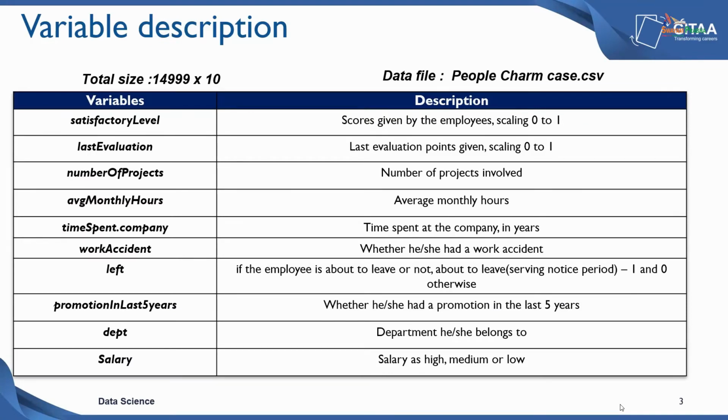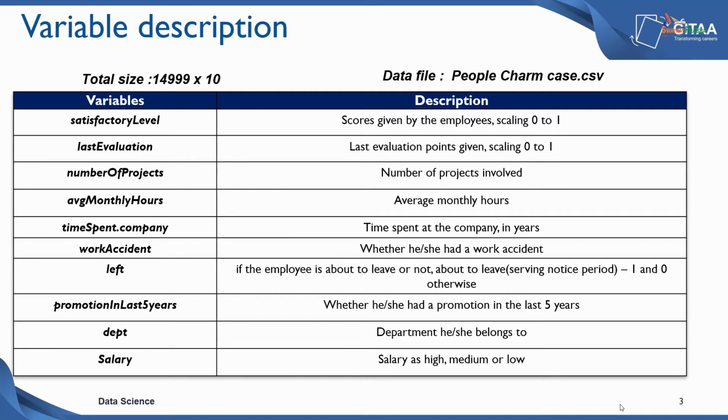We are continuing with the same data that we used in the last class, which is the peoplechurn case.csv file, and this is the data that we used to generate scatter plots. So we are going to continue with the same data. Now this has a total size of 14,999 rows and 10 columns, which means there are 14,999 records and 10 attributes. So you have the variables and the description here.